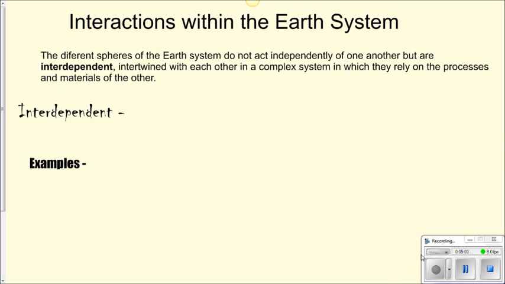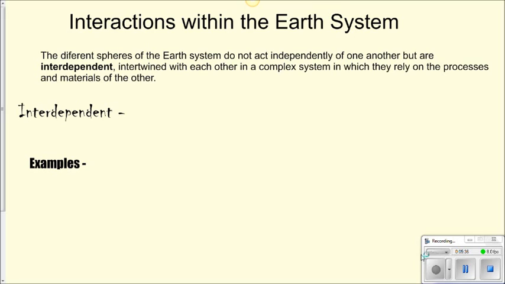So how do things interact within this Earth system? Different spheres of the Earth system do not act independently of one another. That's a big thing to know. They're not just dependent, but they're interdependent. They're intertwined with each other in a complex system in which they rely on the processes and materials of the other. So the hydrosphere cannot exist as it does without the other three spheres. It's not able to act independently.